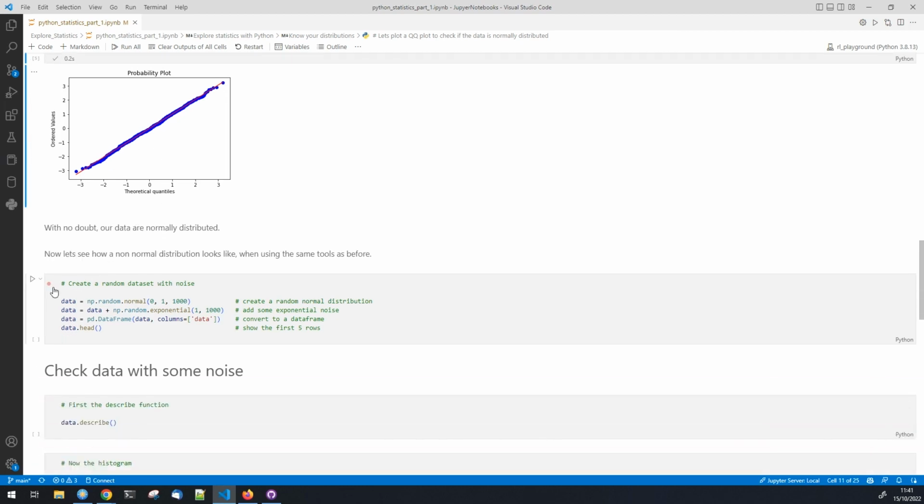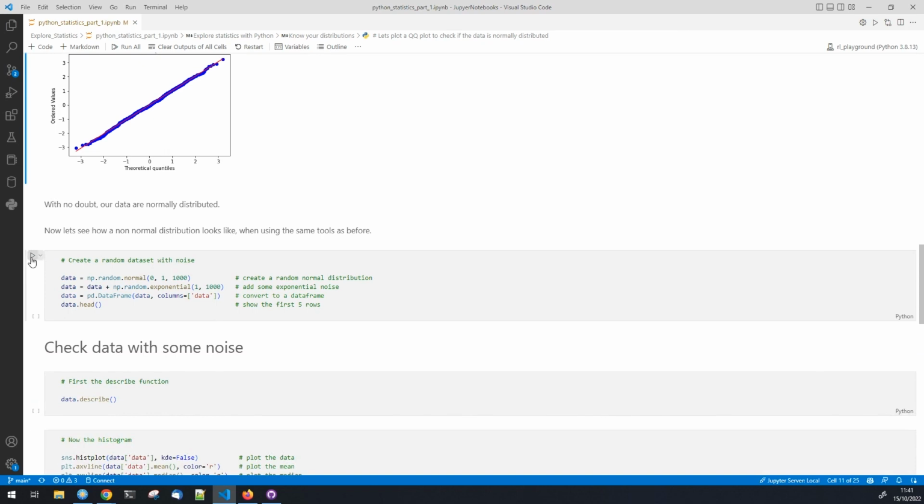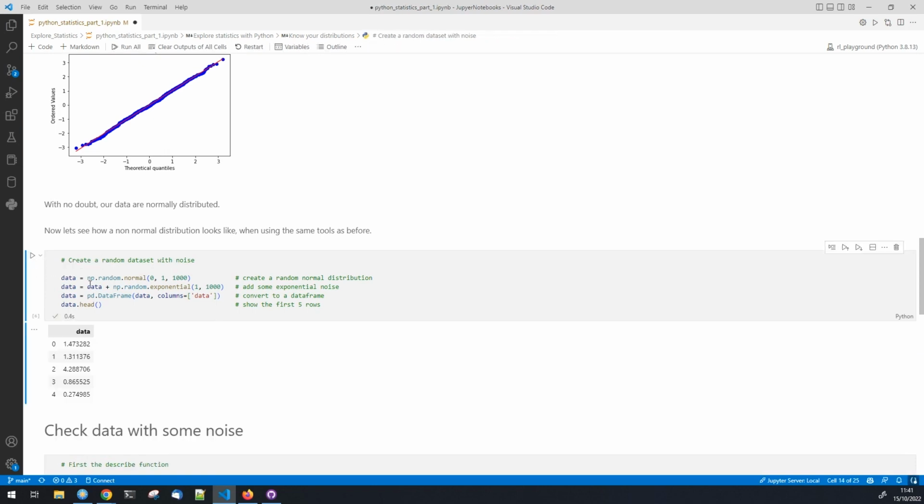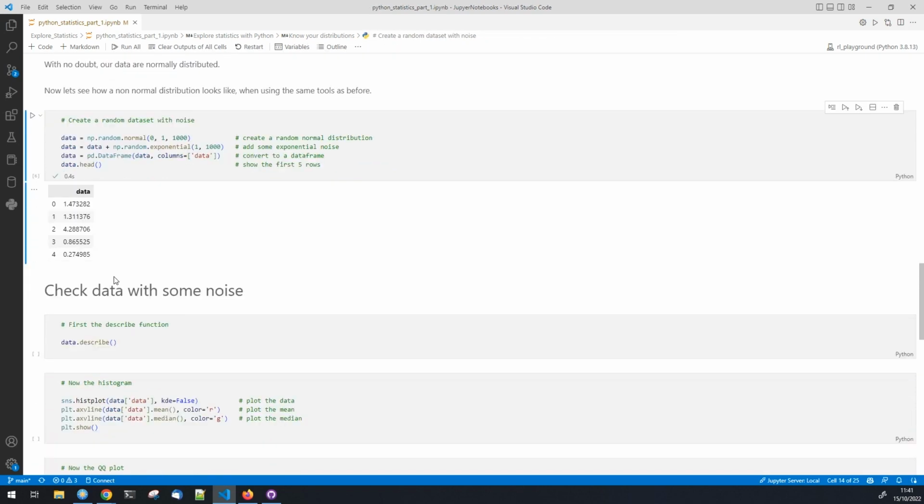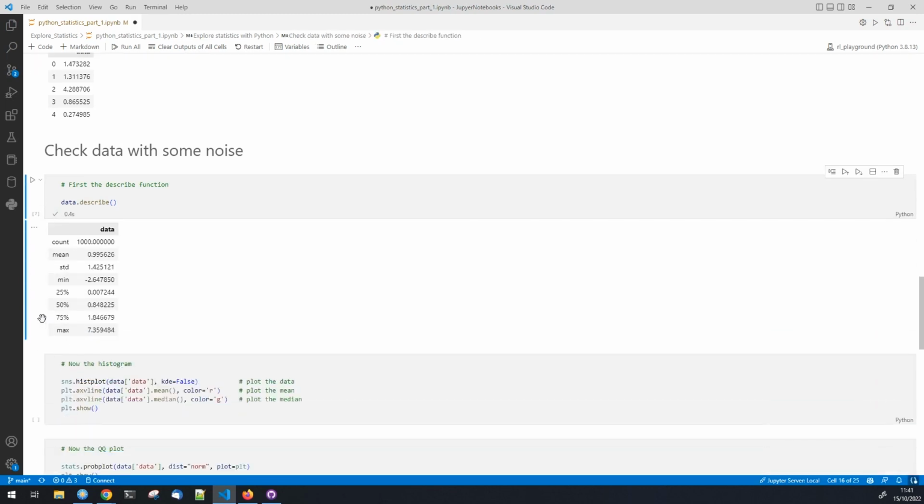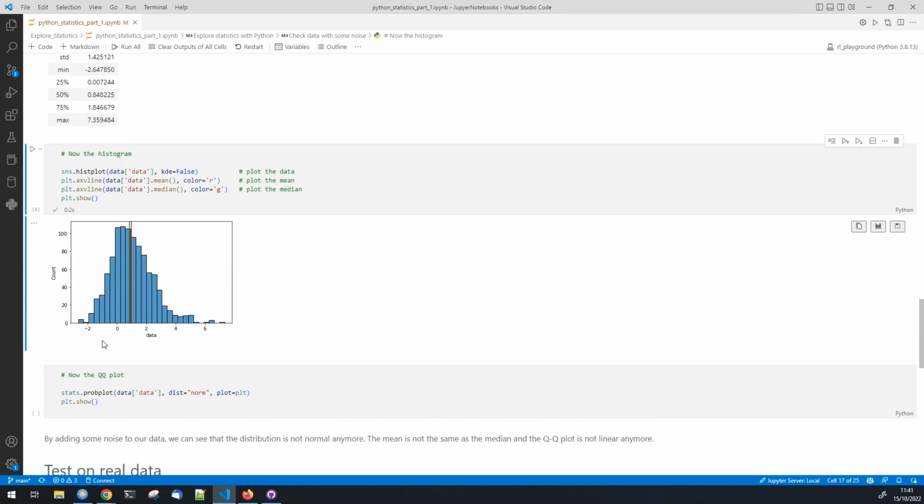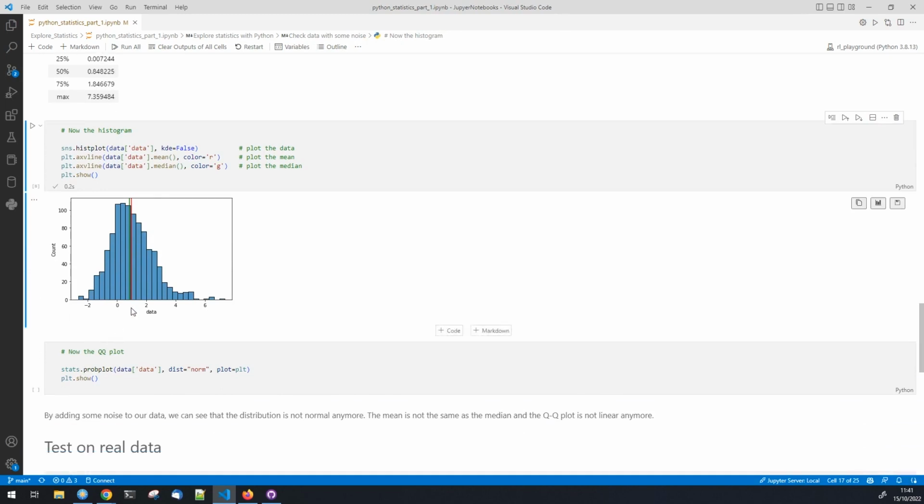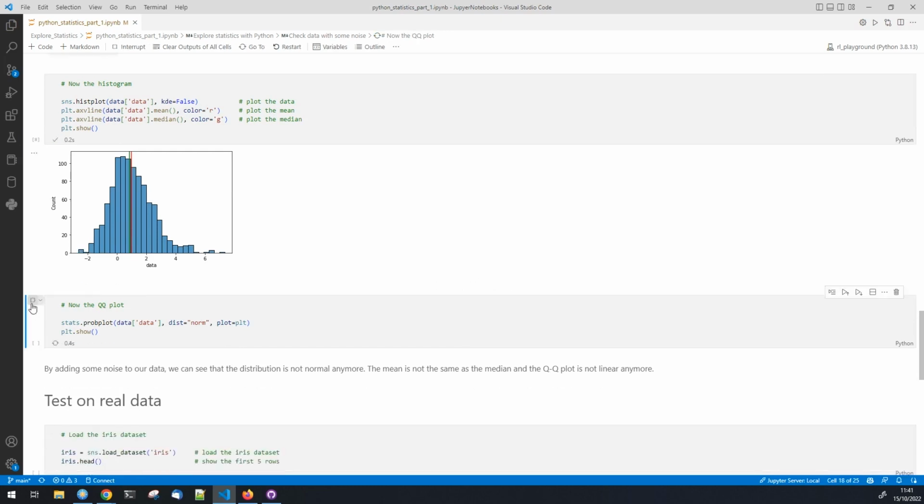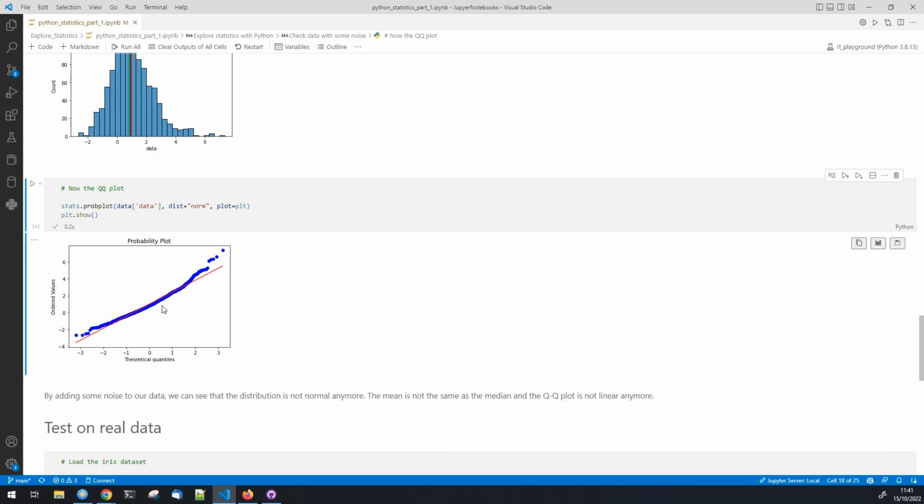Next, we will try to add some noise to our data to see what happens when we have some outliers in our distribution. Looking at the histogram, we see that the mean and the median are not the same. This is because we have some outliers that are affecting the mean. The median is not affected by outliers, so it is a better measure of central tendency. Now let us take a look at the QQ plot. We see that the data almost follows a normal distribution, but we have some outliers that are affecting the distribution.